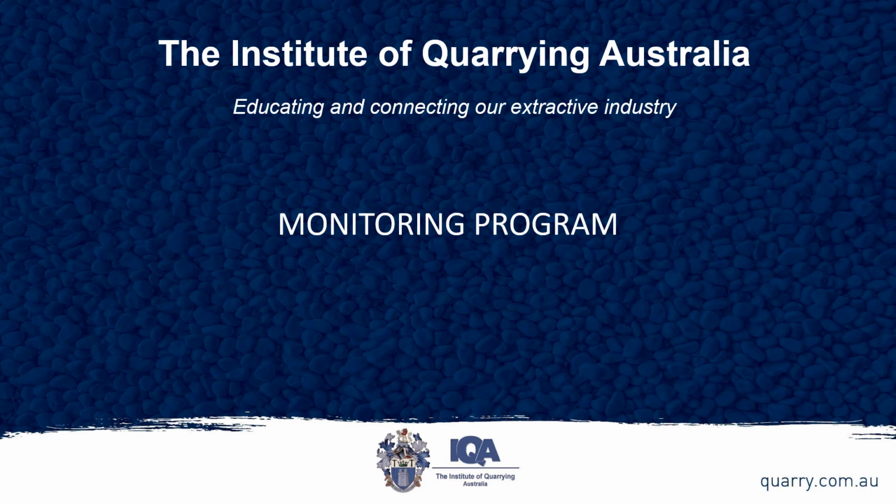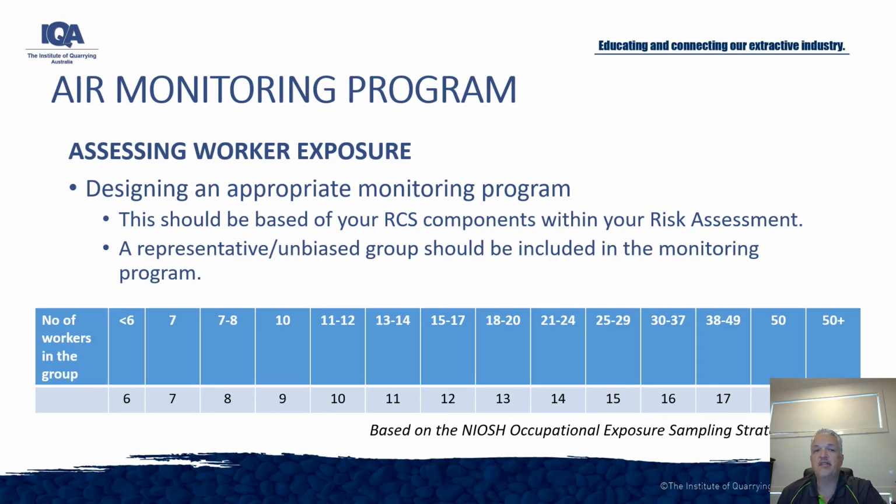monitoring program. So to set up an air monitoring program, you've got to look at assessing the worker's exposure. You need to design an appropriate monitoring program. This should be based on the risk assessment that you've completed to look at who's exposed to respirable crystalline silica, but this can also be used for other contaminants as well as noise. A representative, unbiased group should be included in the monitoring program.